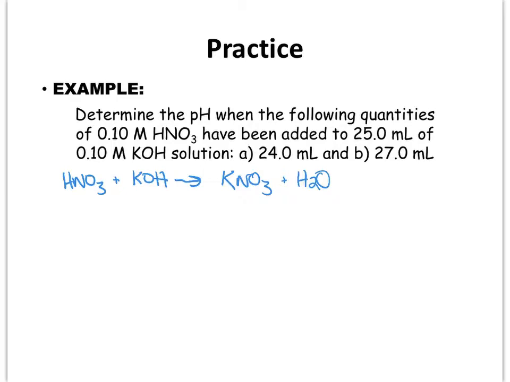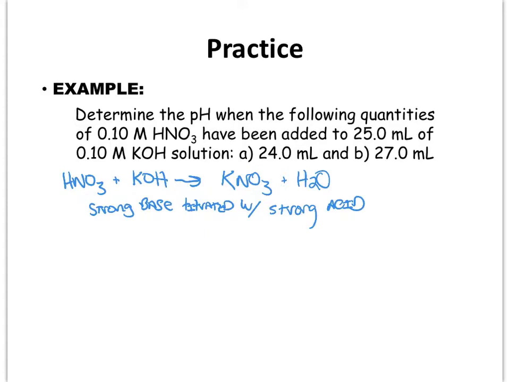So this particular problem is a strong base being titrated here with a strong acid. Okay, so the base itself would be in the flask and the acid would be in the burette, and you're adding it to the base.